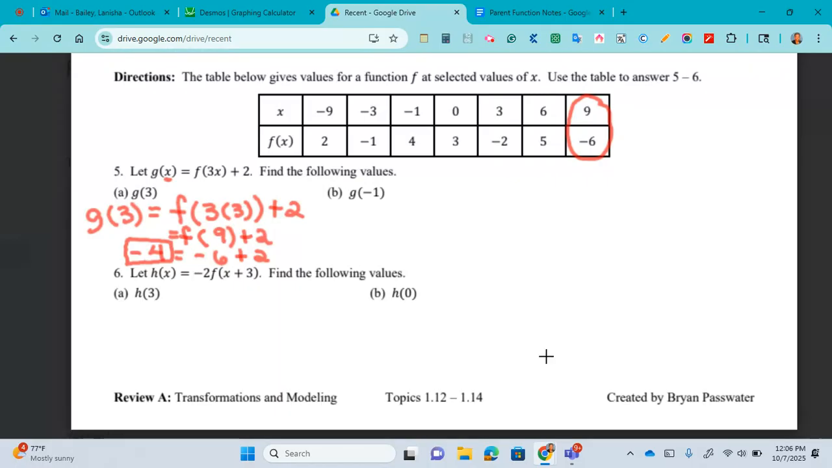The 9 is when my x is 9, my y is -6. The g of 3 is the one that you put inside of the 3x. The g of 3 says I need to replace all my x values with 3. Then I have 3 times 3, which is 9. Now, f of 9 means what is my y value when my x is 9? When my x is 9, my y value is -6. So I bring that -6 down, plus 2 equals -4.